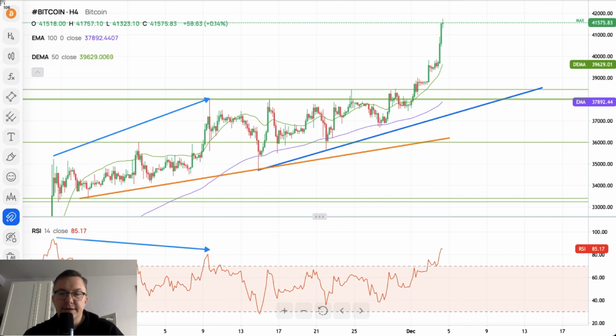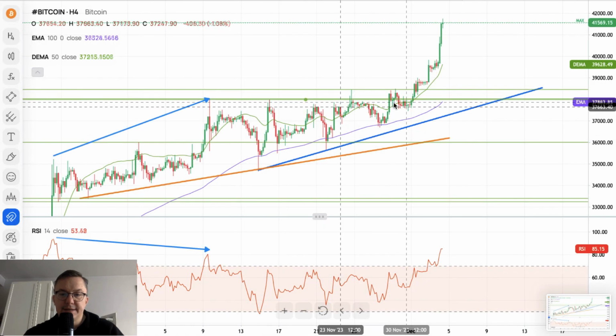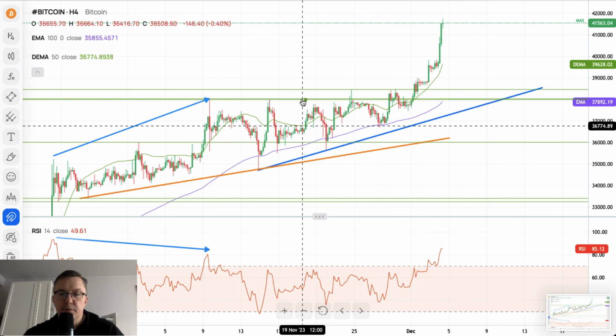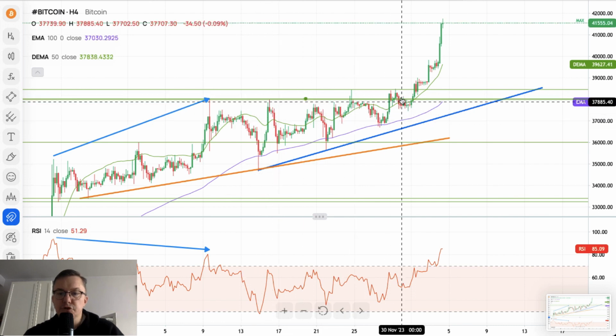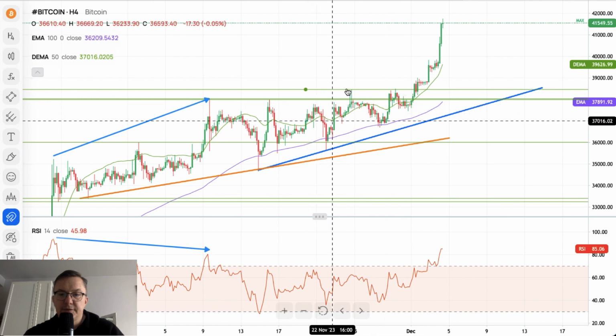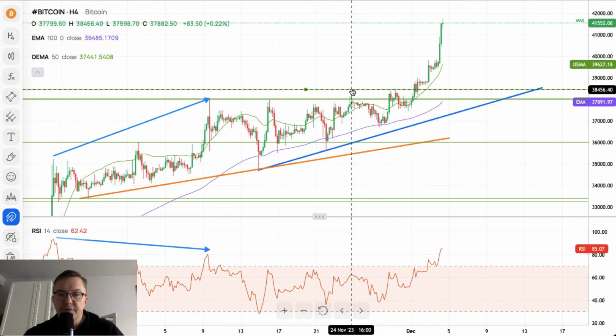This outlook is of course valid as long as this basically breakout above the upper border of the triangle is not violated. So 37,885, 30 and 38,456 are the most important technical support levels for Bitcoin bulls right now.